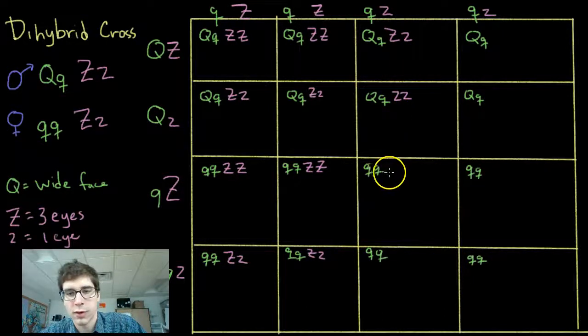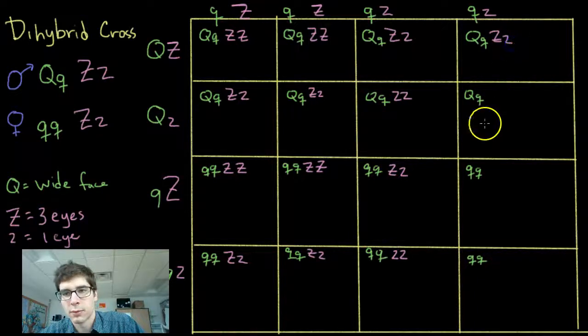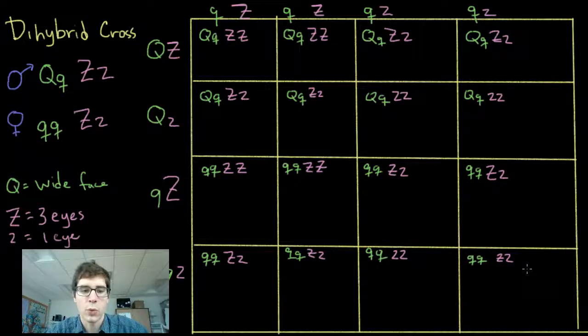This one is homozygous recessive, heterozygous, homozygous recessive, heterozygous, homozygous recessive, heterozygous, and homozygous recessive. Okay, so we have 16 different possibilities. We got them all filled out.